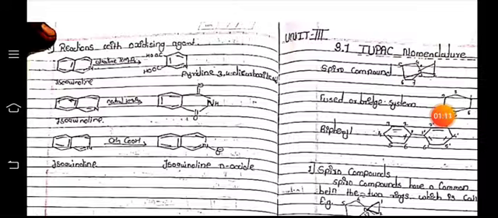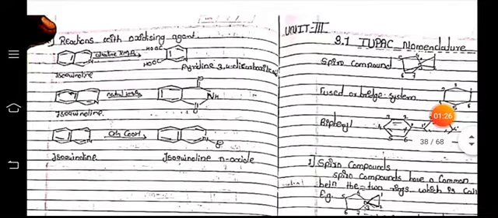So in the first case, when the isoquinoline reacts with alkaline KMnO4, the breaking of bonds takes place at position number 5, and the CH is converted into COOH, and again the breaking at position number 8 and conversion of the CH into COOH, which means we will get pyridine 3,4-dicarboxylic acid.